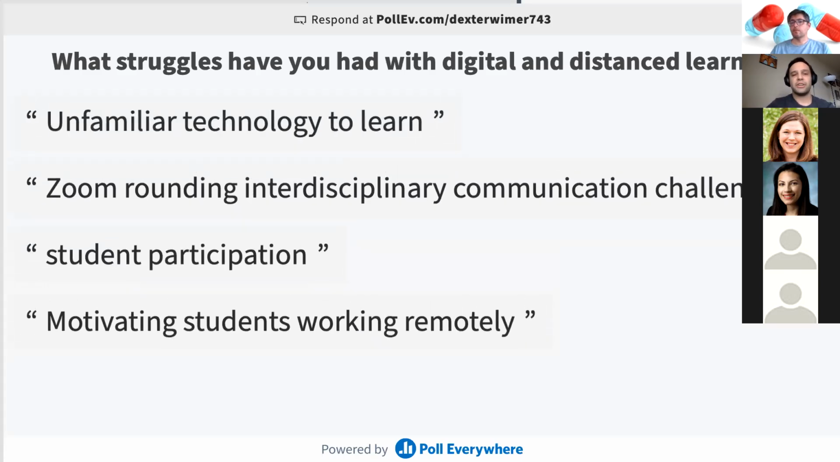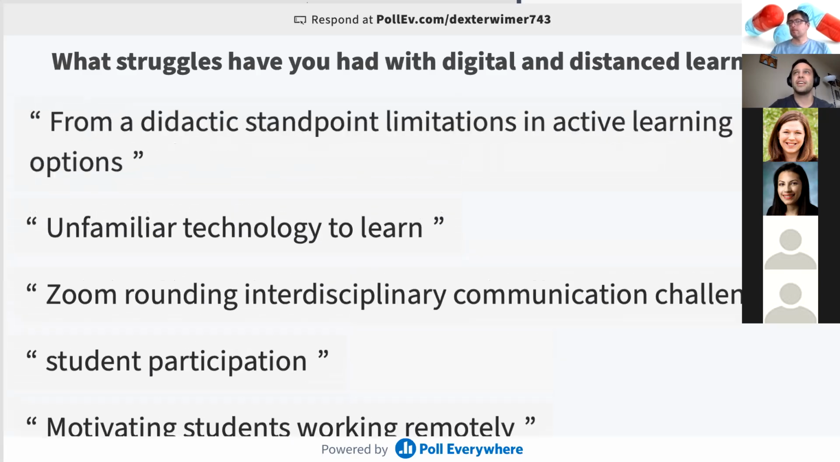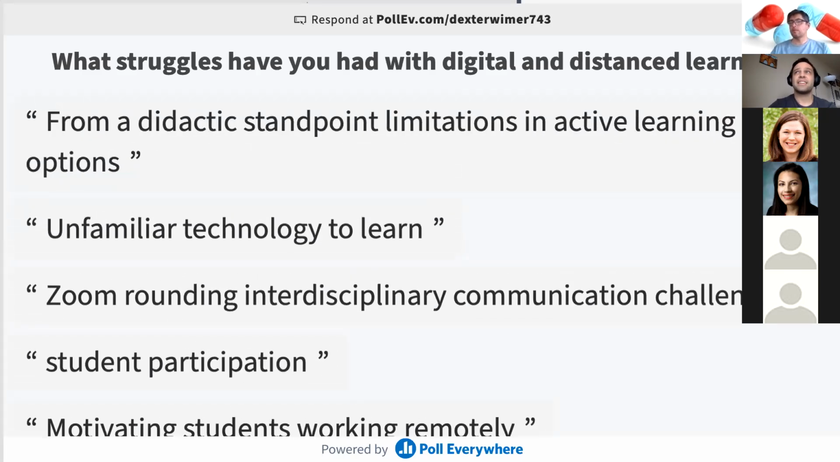Unfamiliar technology to learn. Yeah, technology is going to play a lot into this. So I'm glad that you're bringing it up, and I'm not glad that you struggled with it, but I'm glad that we're all acknowledging that it's still a struggle, and nobody is an expert at technology. From a didactic standpoint, limitations in active learning options. I love it. We're going to talk about that a little bit too. So I'm going to go ahead and move to the next question.